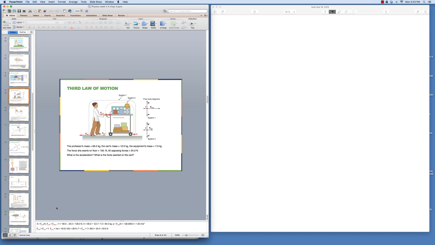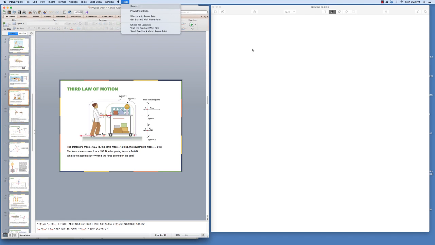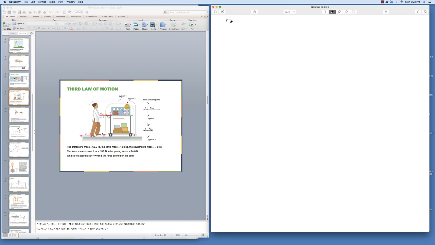The professor here is 65 kilograms. The cart is 12 kilograms and the equipment is 7 kilograms. And so the total mass of all of that, if you consider all of it, is 77 plus 7, or 84 kilograms. So that's the total mass.